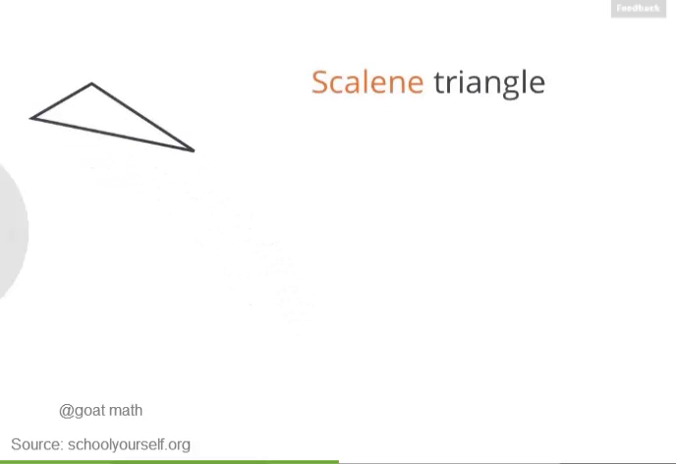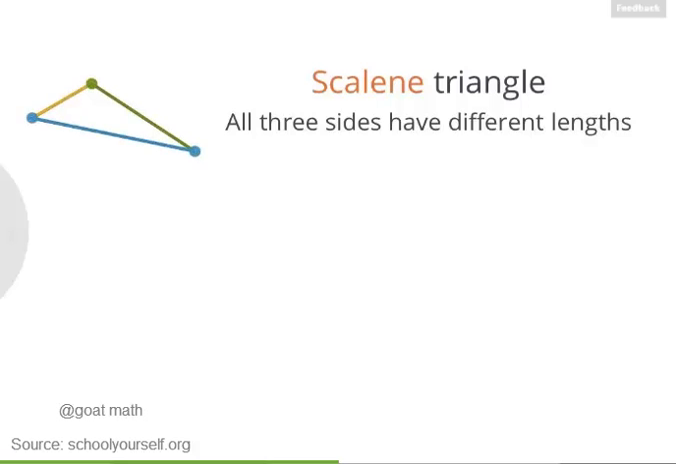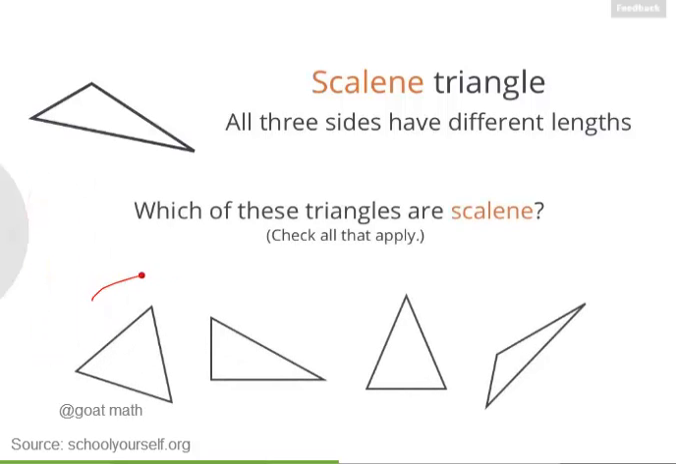It's a scalene triangle, meaning all 3 of its sides have different lengths. If we compare the lengths of the sides, you can see that they all really do have different lengths. So take a look at these 4 triangles down here. Which 2 of these are scalene?